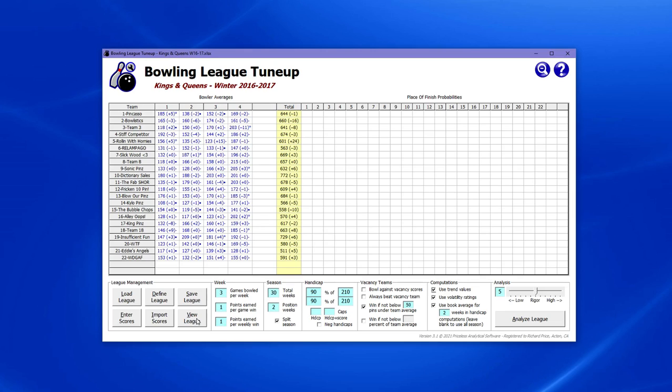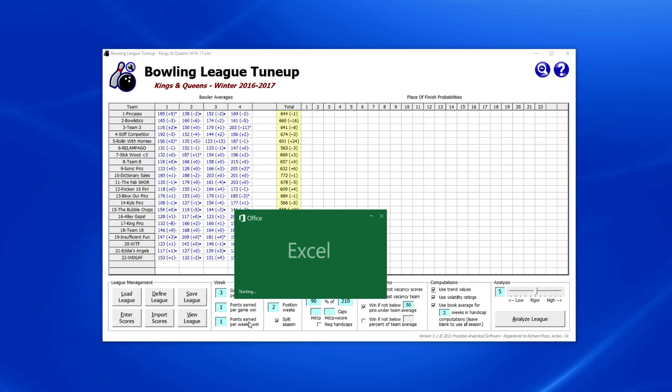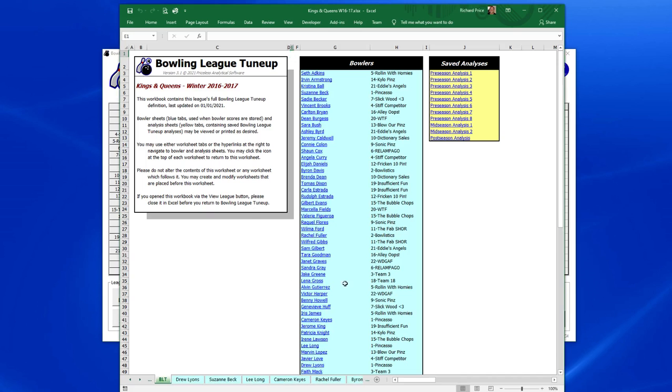All right, let's move over to the View League button in the League Management frame. View League is the one button we haven't seen yet. If you recall way back when, we said that Bowling League Tuneup files are stored as Microsoft Excel workbooks. If we click the View League button, that will bring up the league workbook in Microsoft Excel.